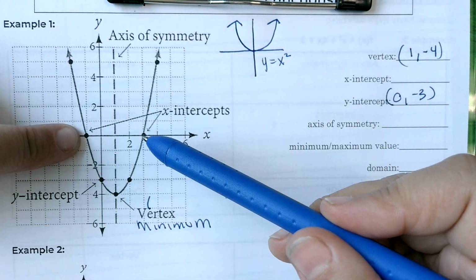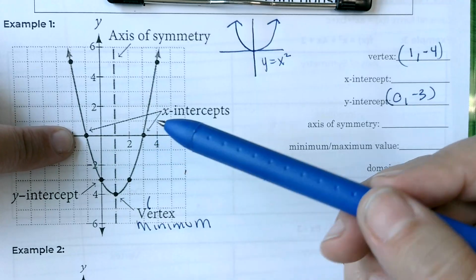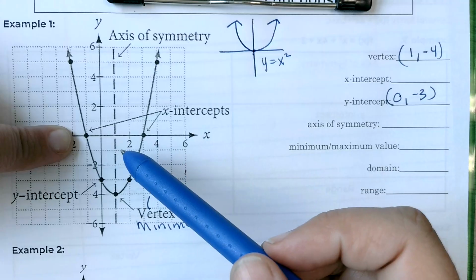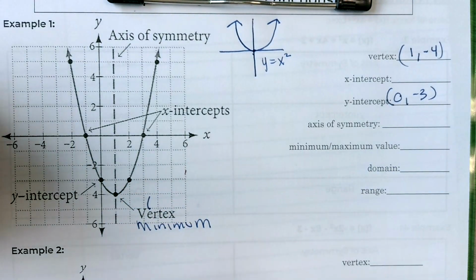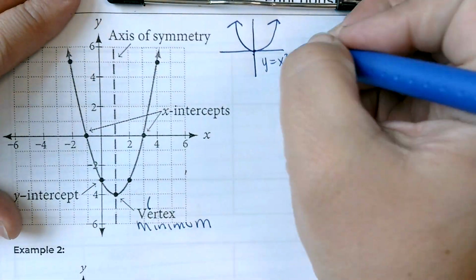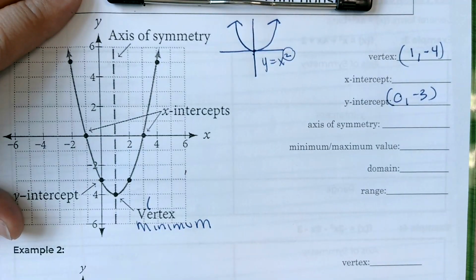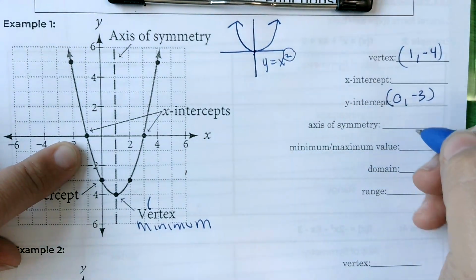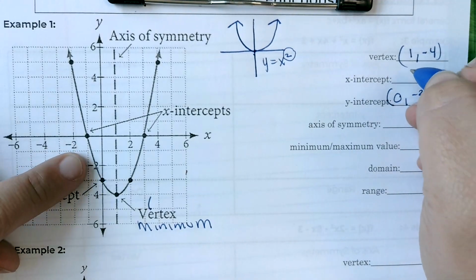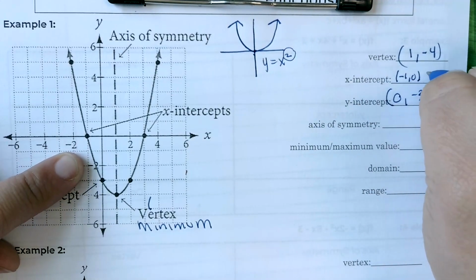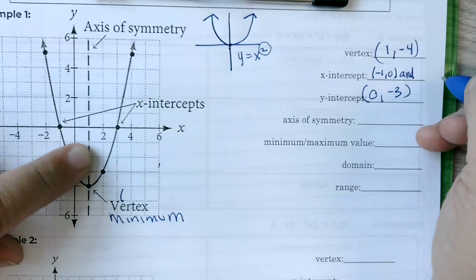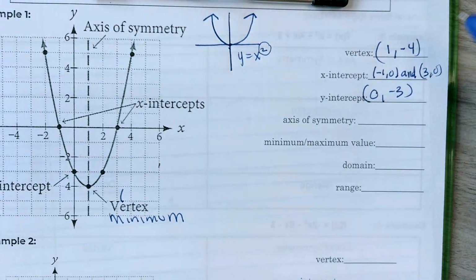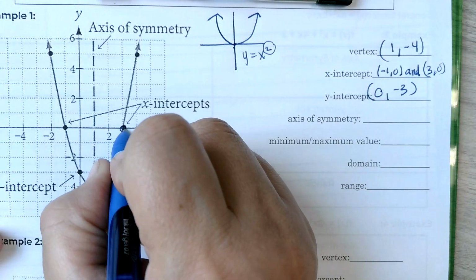There are two x-intercepts in this quadratic function. If you look at the original, it only has one x-intercept at 0, 0. But this one has two. You can have 1, 2, or none, and that's because of the power of the squared. So in this case, we have two x-intercepts, one at negative 1, 0, and the other one is at 3, 0. Notice that I'm writing these as points because that's what they are. They're points on the graph.